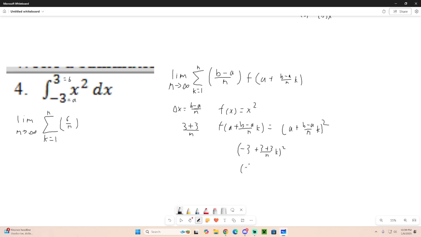And we can simplify this a bit more. Plus 6 over n k, I'm going to put the k in the numerator, squared. So that goes right here. We just slot that in. Negative 3 plus 6k over n, and then everything squared. And that is our final answer.